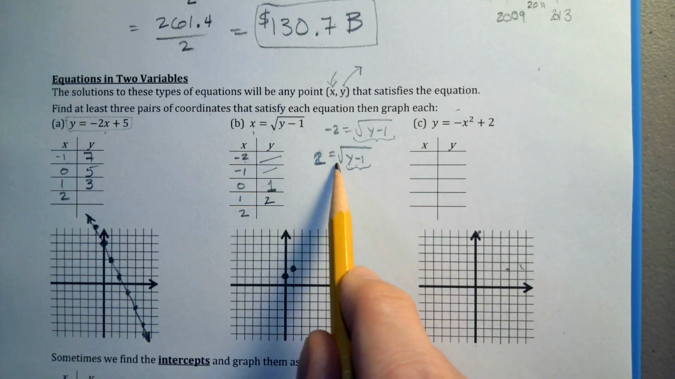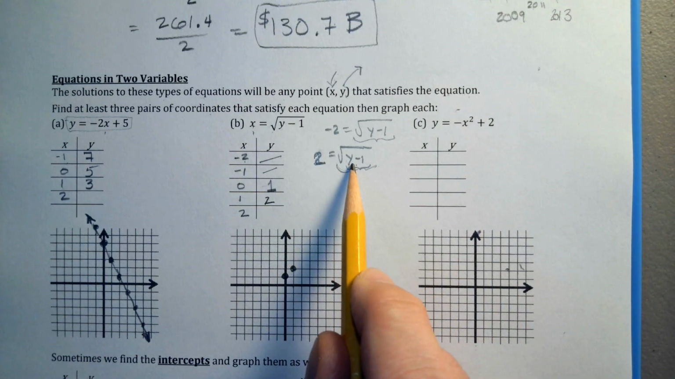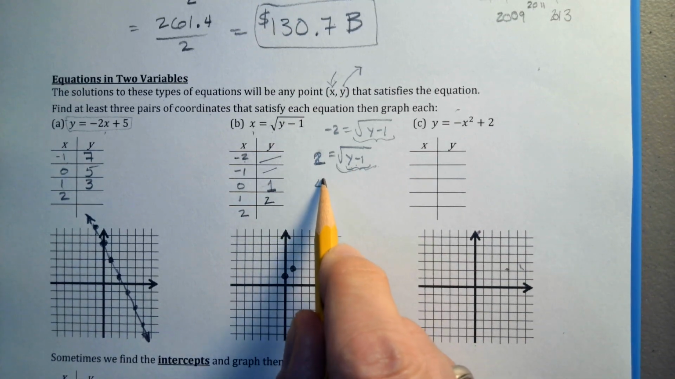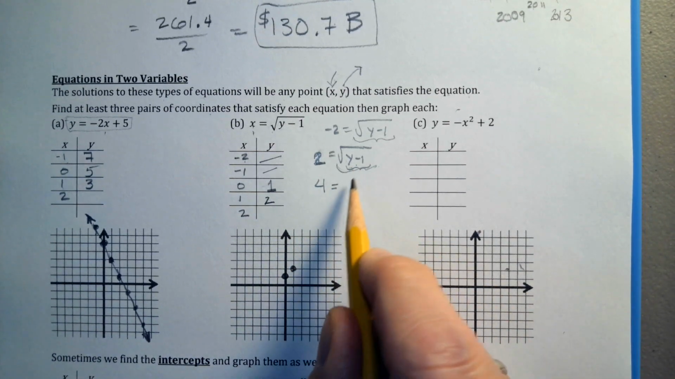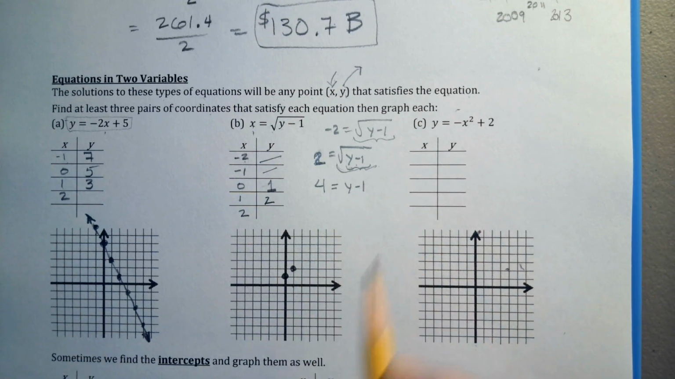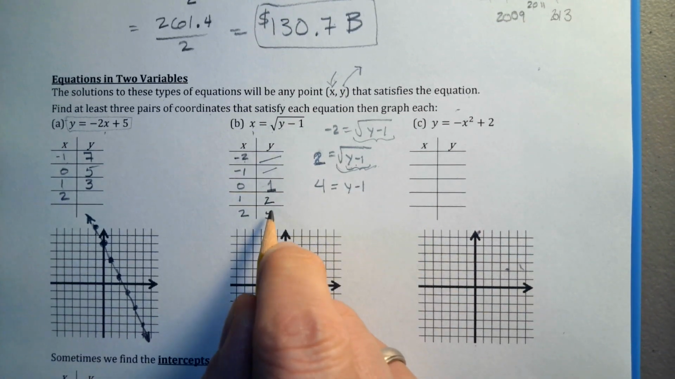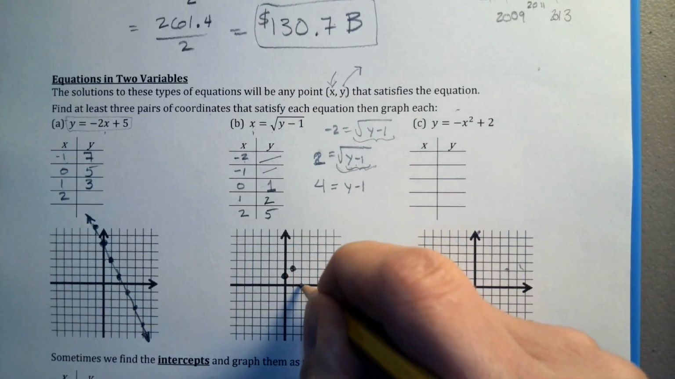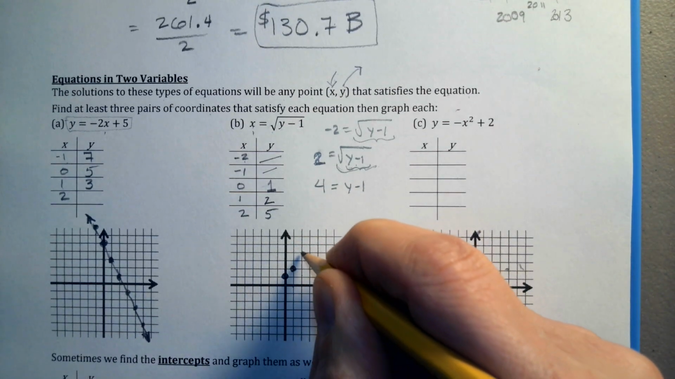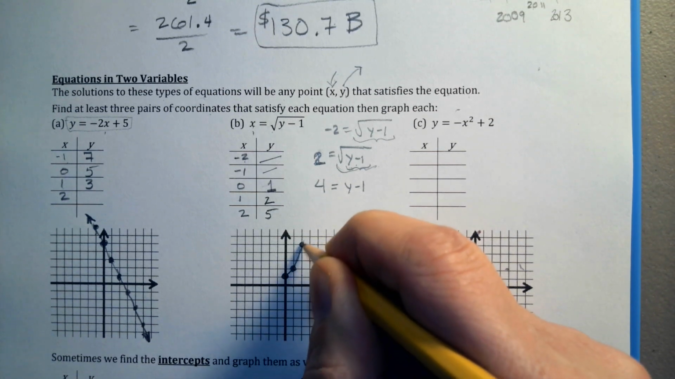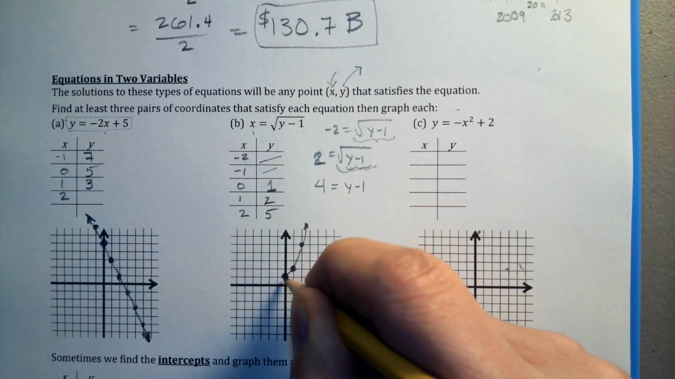All right, so how would this whole thing be equal to 2? Well, we could square both sides and get 4 is equal to y minus 1. And then, of course, add 1 to both sides. So we get 5. All right, so we have 2, and then we go up 1, 2, 3, 4, 5. And so it's a curve. It's actually half of a parabola.